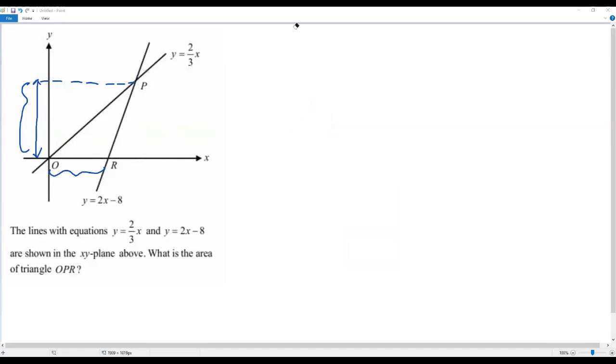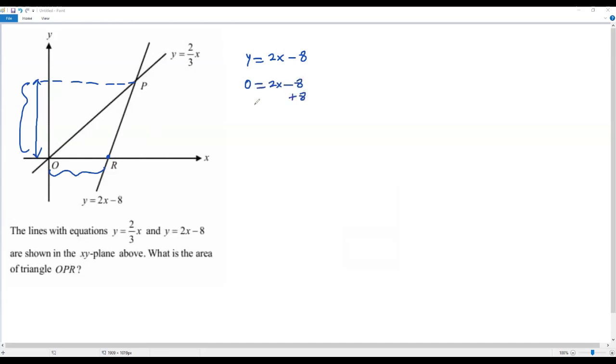Now first let's find the x-coordinate at the point R. Actually, this point R is the x-intercept of the line y equals 2x minus 8, because this is the point where this line intersects the x-axis. Since this is the x-intercept, we have to plug y equals 0 into the equation to get the x-coordinate. Let me take this equation as it is: y equals 2x minus 8. Now let me plug in y equals 0 here. Then I'm getting 0 equals 2x minus 8.